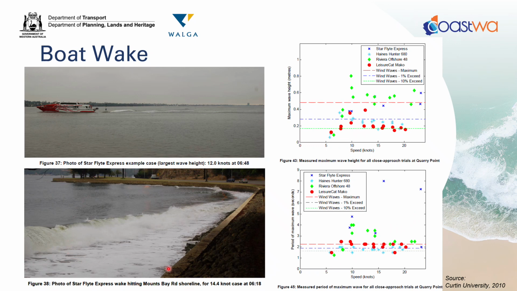And you can see that in the photo down the bottom, where you've actually got some quite significant waves that are impacting the river wall along Mounts Bay Road. So it's something that needs to be considered when you are looking at those estuarine and river environments. I guess you do have the potential for waves to be generated that are more significant than you could get from natural processes alone.